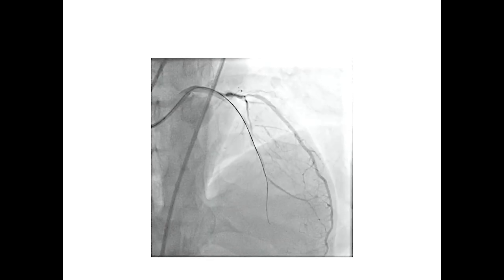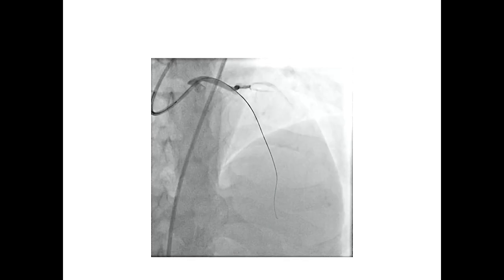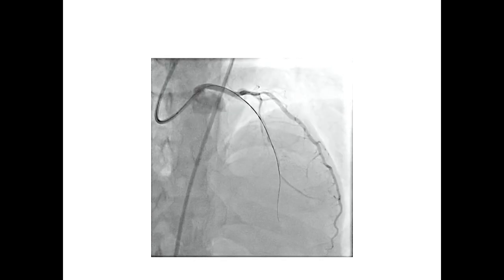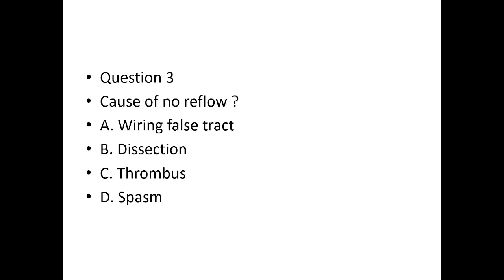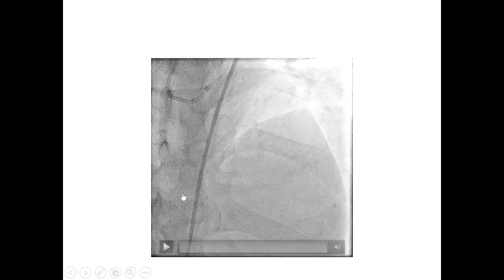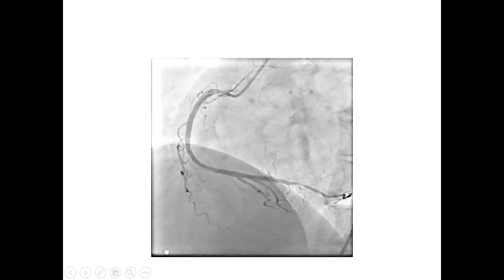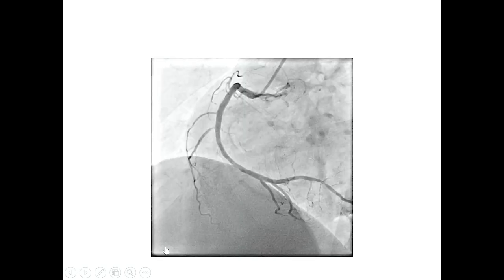If you go back to the first slide, collateral from the right. You are saying there is dissection in the proximal LAD. There was dissection, probably that was the region. No, first slide. Collateral from the right, just RCA. Collateral from the same side, sir. No, not RCA.